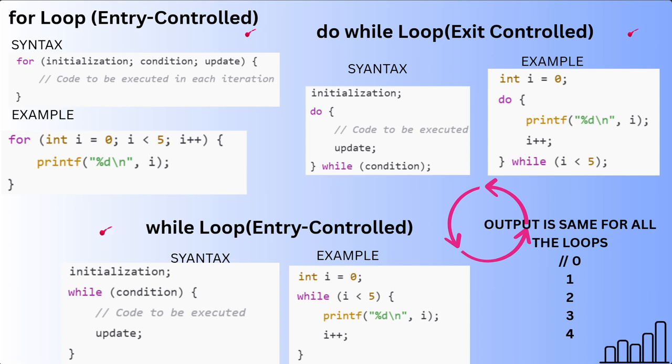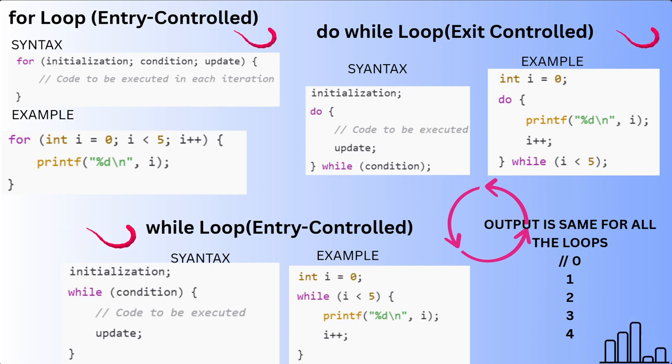So the for loop, being an entry control loop, has the syntax: for, then the initialization condition followed by a semicolon, then the test condition, then a semicolon, followed by an updation condition. In one line we have the initialization condition, test condition, and update condition.